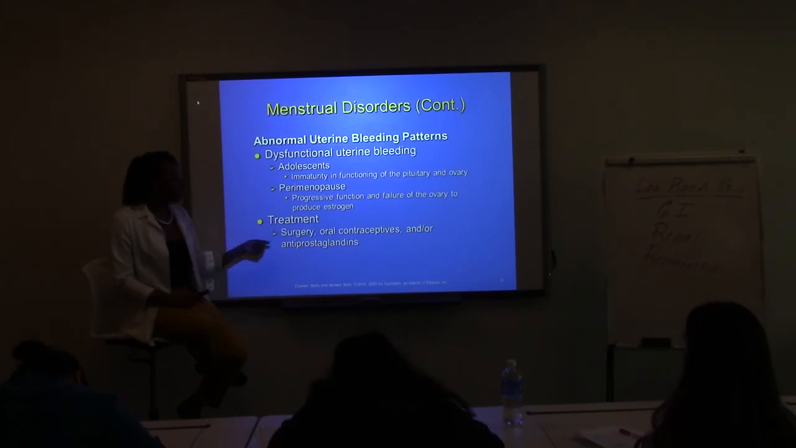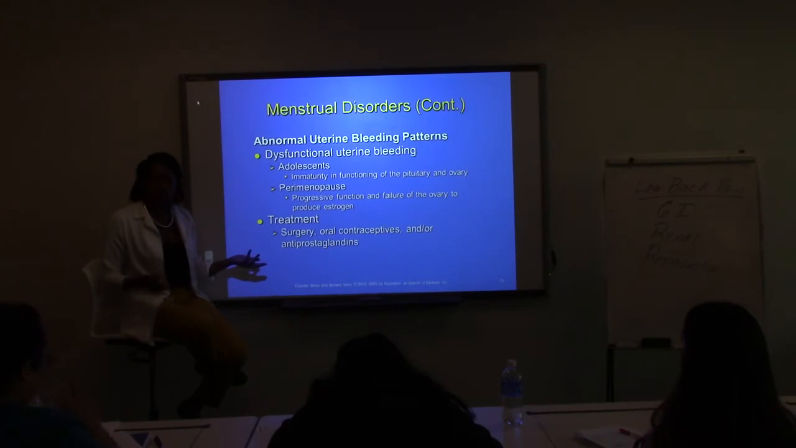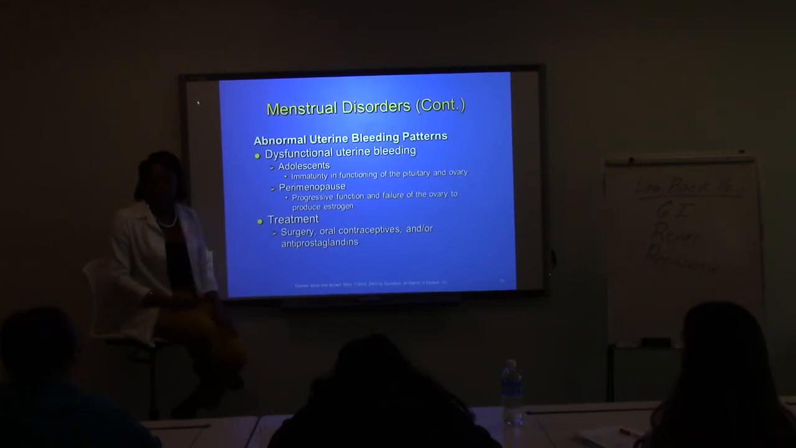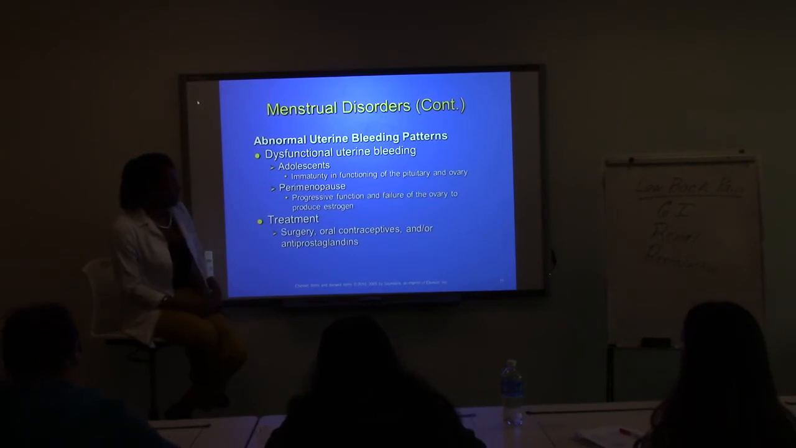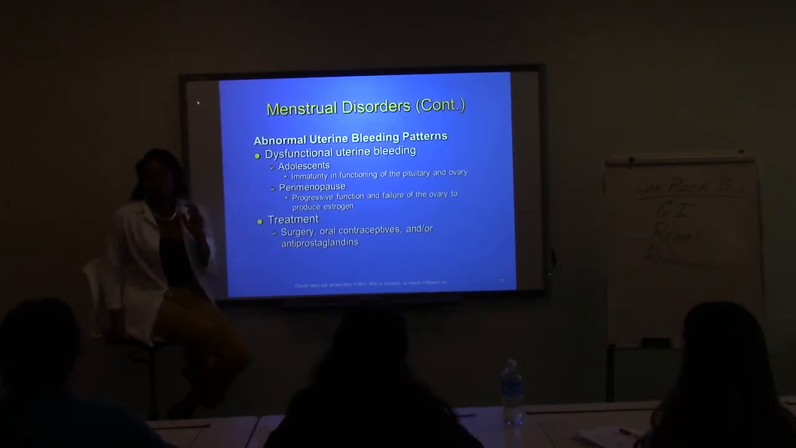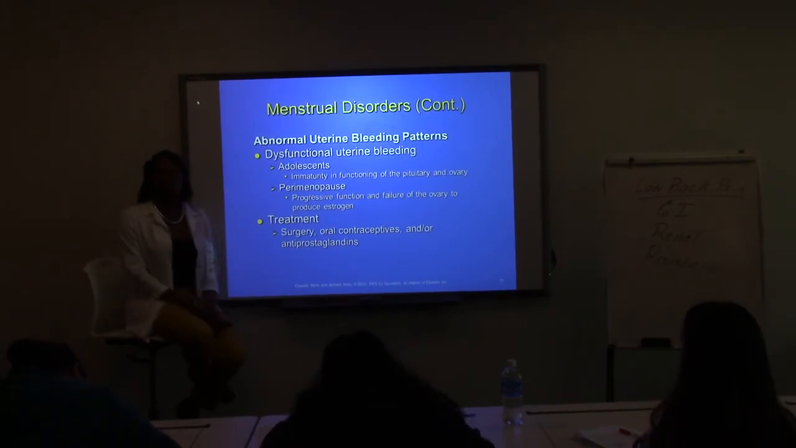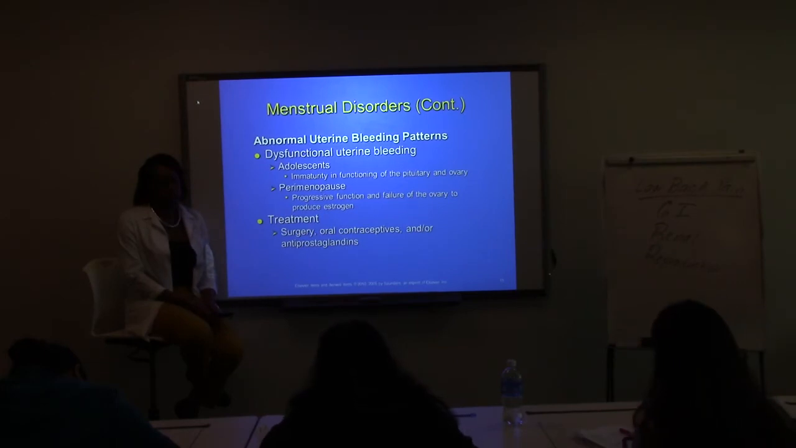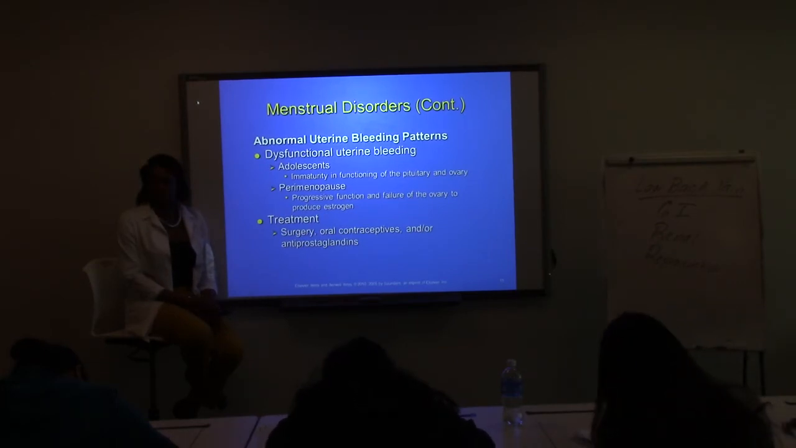The treatment for this, depending on what the issue is, may be surgery if there's some sort of tumor. If not, give them oral contraceptives. Birth control pills are usually one of the most commonly used treatments. Oh, and antiprostaglandins, I forgot to tell you that. Antiprostaglandins actually help, believe it or not, with menstrual cramps. They actually decrease the uterine contraction.